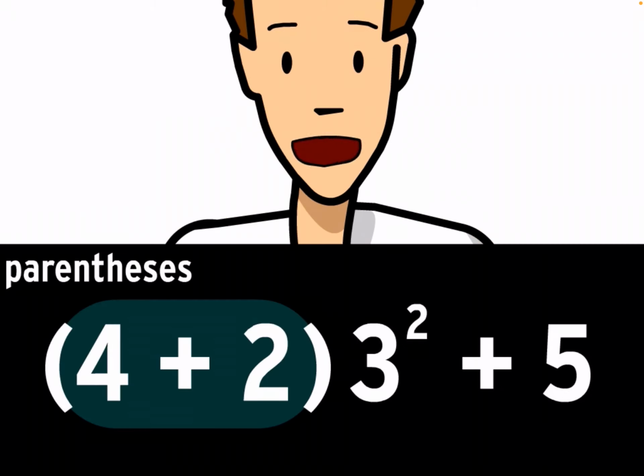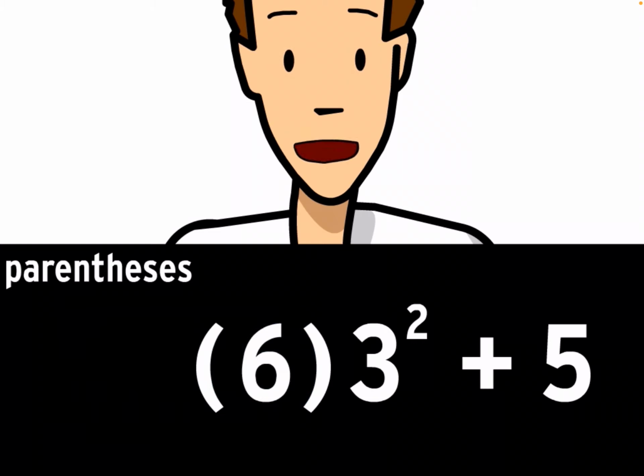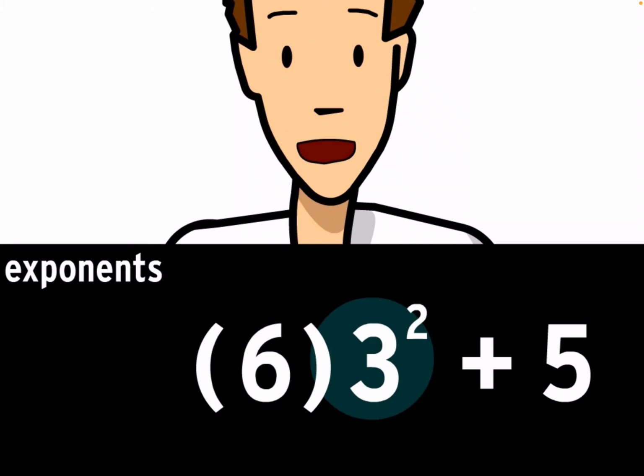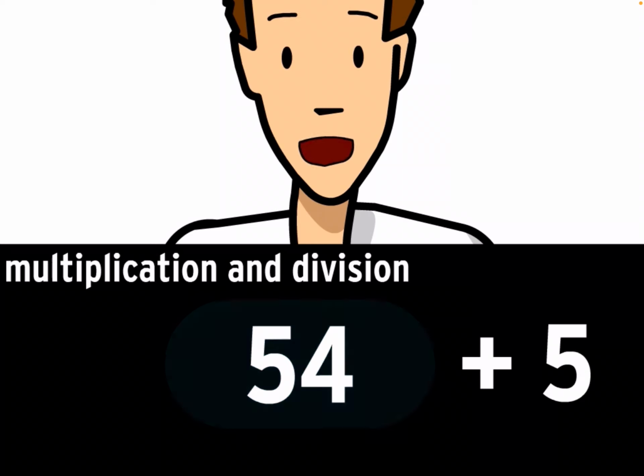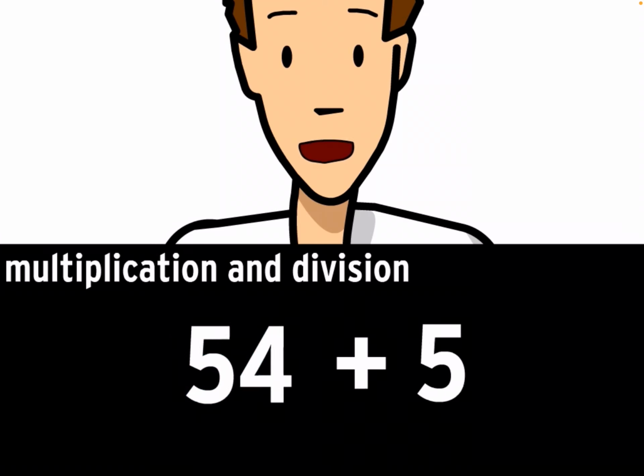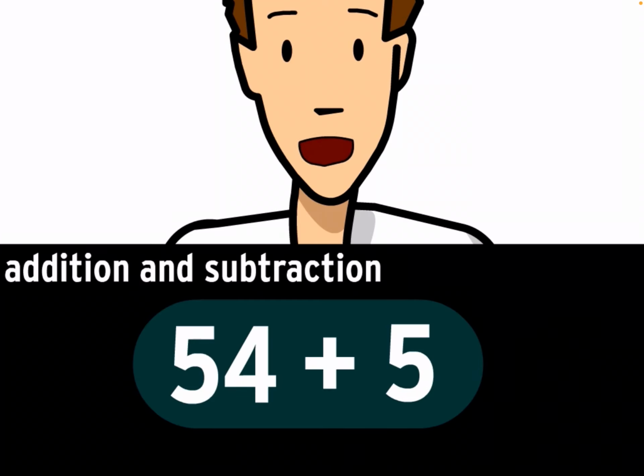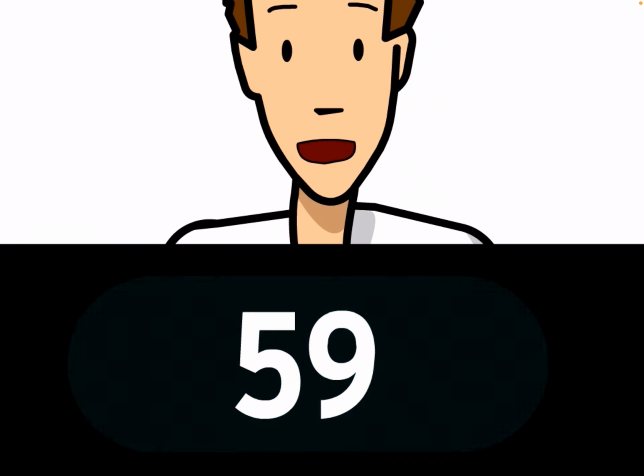The items inside parentheses come first in the order of operations. You do the stuff inside the parentheses before anything else. Next come the exponents. 3 squared is 9. Multiplication and division are next. You work those from left to right. And addition and subtraction come in last from left to right. And we're done.